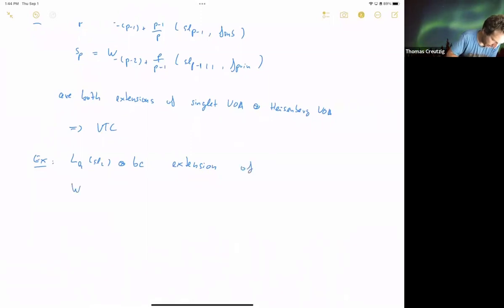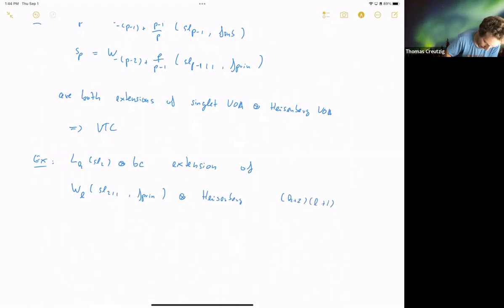So it's an extension of a principal W algebra of SL2/1 of a super algebra times a Heisenberg, where the levels are related via this formula. And the principal W algebra of SL2/1 has another name, N=2 super Virasoro algebra. Under that name, we know that much better.